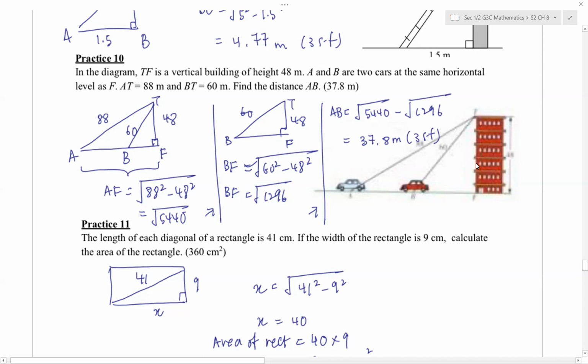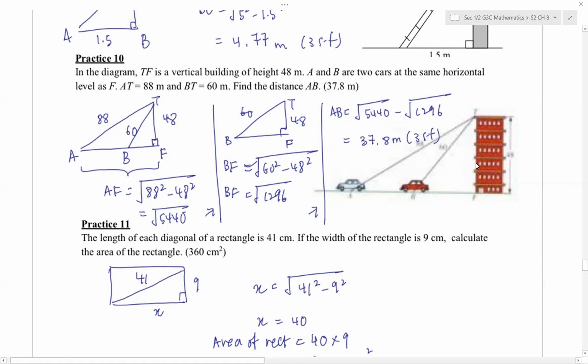Now, they want us to find the distance of AB. AB meaning this distance. So use your Pythagoras theorem, find out the total distance from A to the building, B to the building, and then subtract, you get the answer. Only one concept involved, Pythagoras theorem.